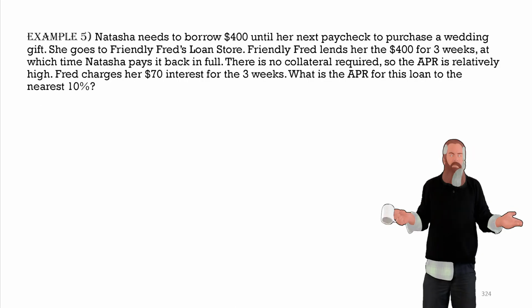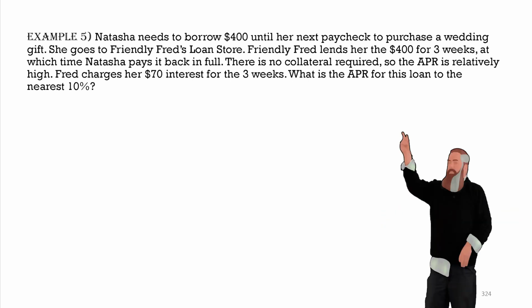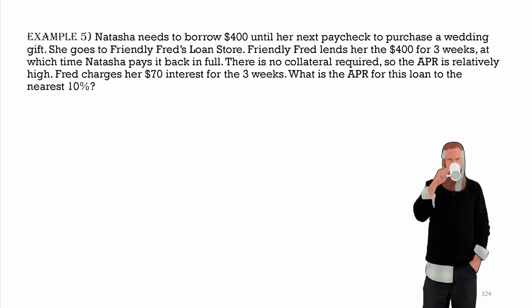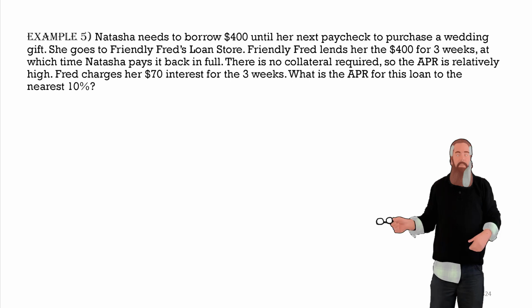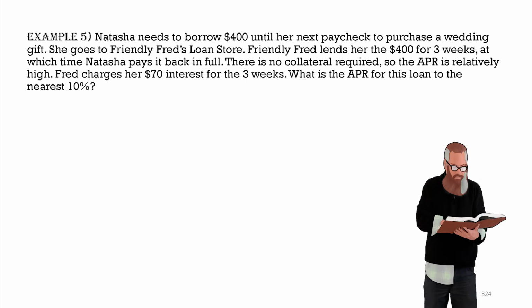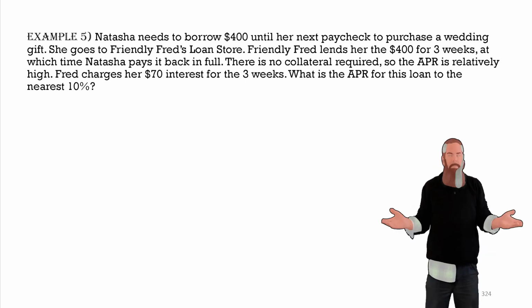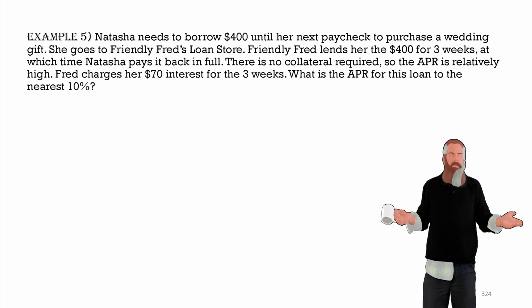Natasha needs to borrow $400 until her next paycheck to purchase a wedding gift. She goes to Friendly Fred's loan store. Friendly Fred's lends her the $400 for 3 weeks, at which time Natasha pays it back in full. There is no collateral required, so the APR is relatively high. Fred charges her $70 interest for the 3 weeks. What is the APR for the loan to the nearest 10%?